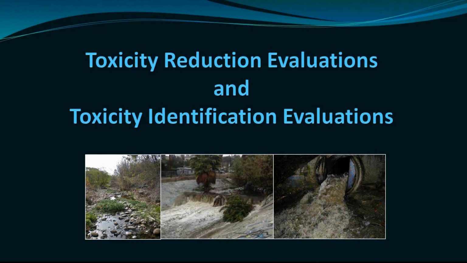This section includes how to reduce toxicity. What are the processes you're going to go through to reduce toxicity? Part of that process is this thing called TIEs, Toxicity Identification Evaluation. So what I'm going to do is kind of go over EPA's overall guidance on the approach for TREs and then talk a little bit about TIEs.